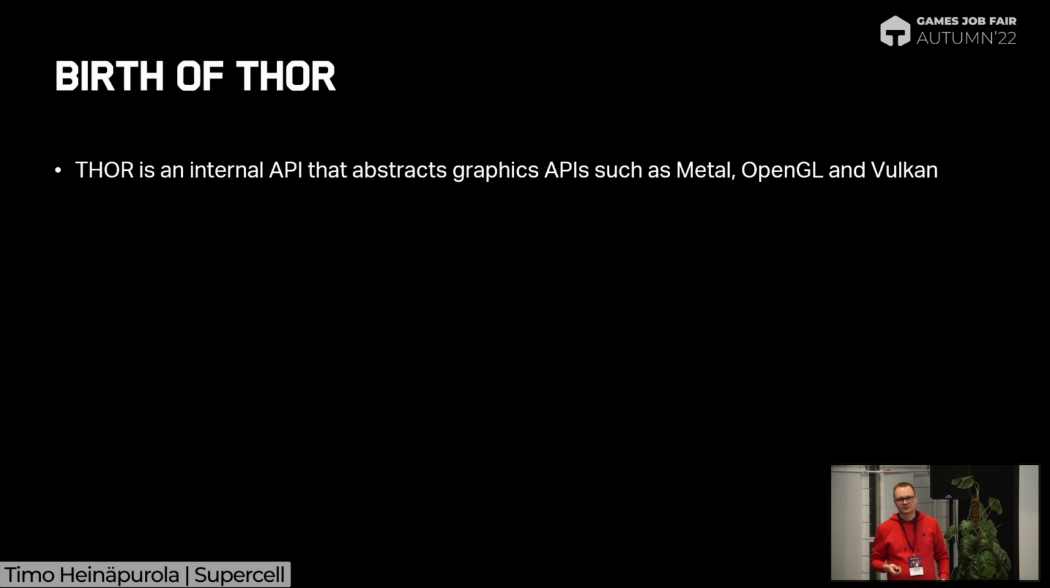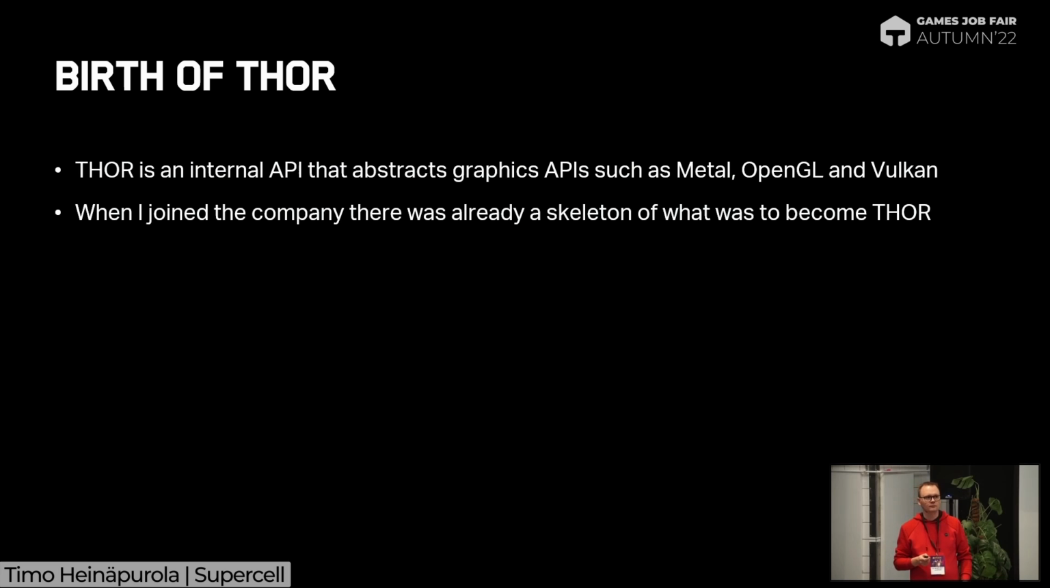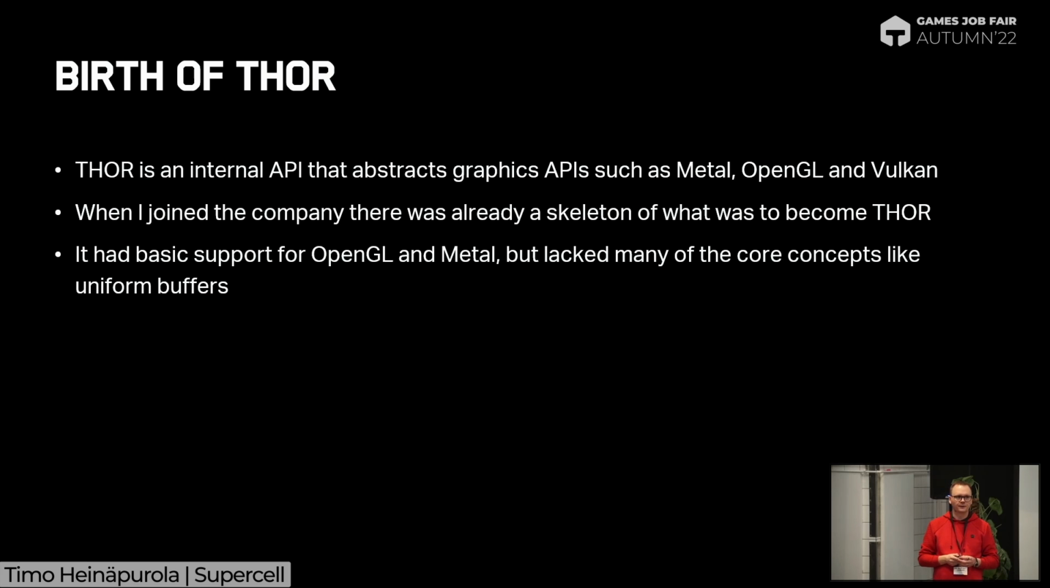THOR is basically this internal API. It currently abstracts Metal, OpenGL, OpenGL ES 2 and 3 as well, and Vulkan. So when I joined the company, we had a skeleton implementation of THOR already in place. There was some architecture, and a very simple implementation of the OGL backend and the Metal backend. But it was lacking a lot of core concepts, such as even uniform buffers. So there was a lot of work to be done.